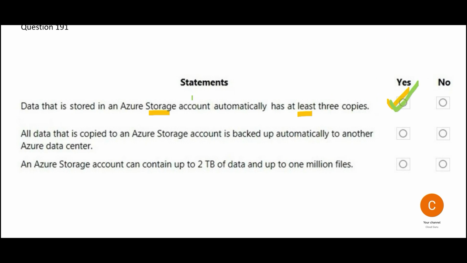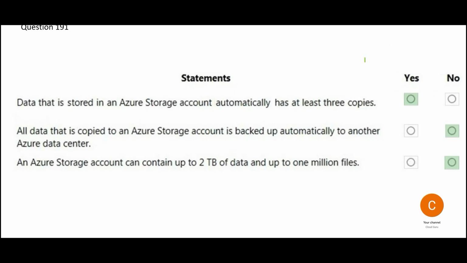The second statement says that all data copied to a storage account is backed up automatically. No, it is not backed up automatically. It creates 3 copies, but the backup is not done automatically. So this is no. Now C says the storage account can contain up to 2 terabytes of data and up to 1 million files. There is no such restriction. It is unlimited. So this would be my final answer.